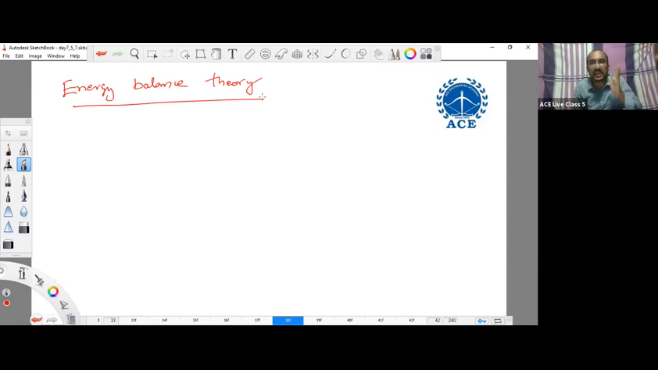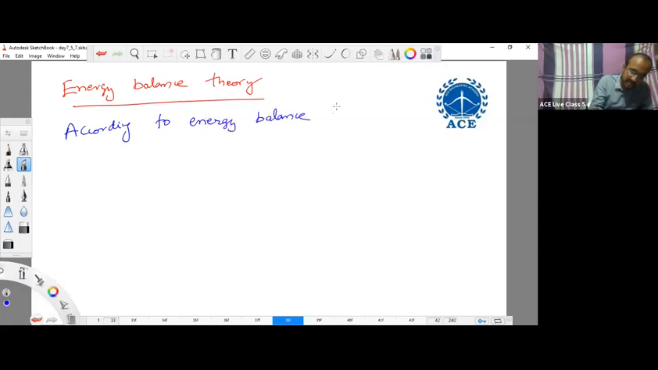Here the rate of heat dissipation is greater than the rate of heat generation. If you can maintain the rate of heat dissipation greater than the rate of heat generation, the arc can be quenched according to energy balance theory. So what is the condition that must be satisfied? According to energy balance theory, the arc can be quenched.